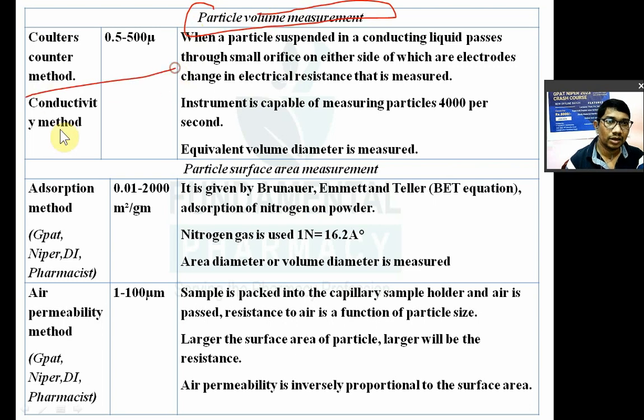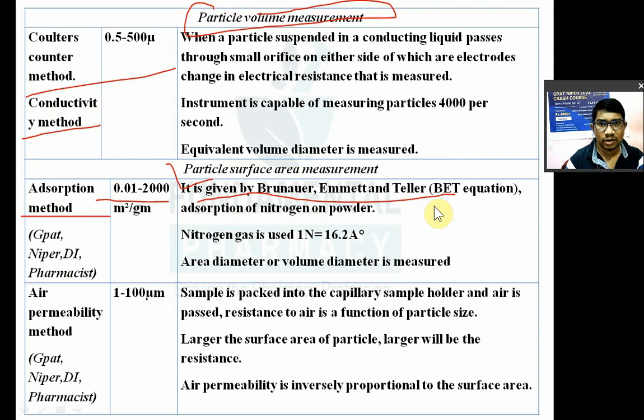It is also known as the conductivity method. Coulter counter method or conductivity method. Then third, particle surface area measurement. Now it is done by the adsorption method. What is the range? You can measure a particle size in a range of 0.01 to 2000 by using this adsorption method. Now it is given by these scientists, Brunauer, Emmett and Taylor.